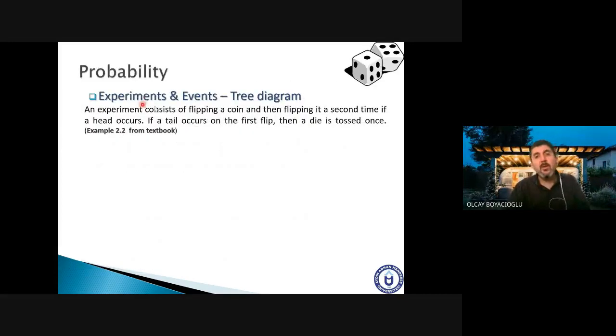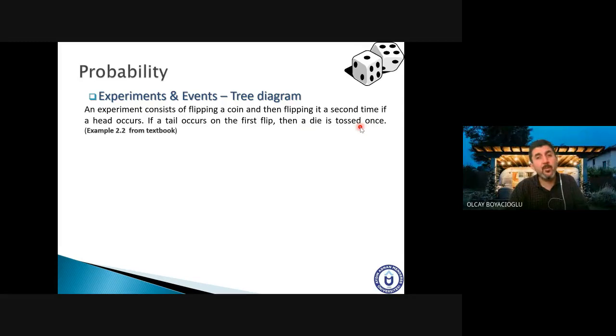Okay. Now let's look at the tree diagram. This is another way to represent the probability. An experiment consists of flipping a coin and then flipping it a second time if a head occurs. However, if a tail occurs on the first flip, then a die is tossed once.